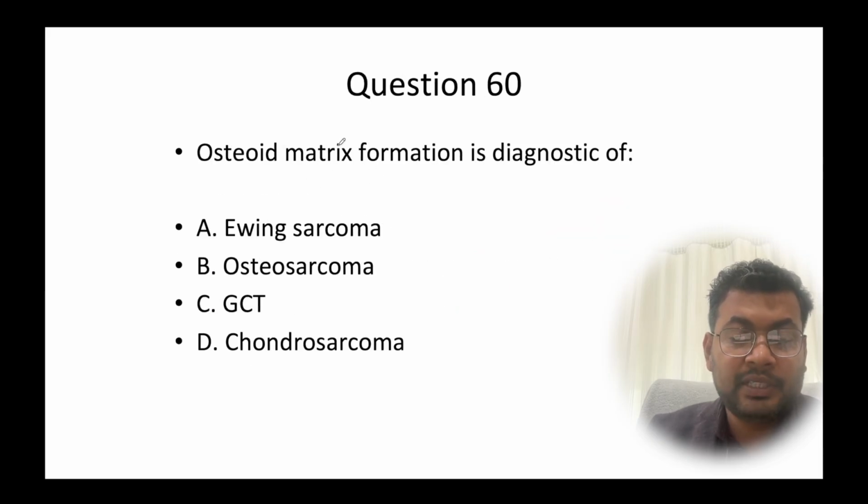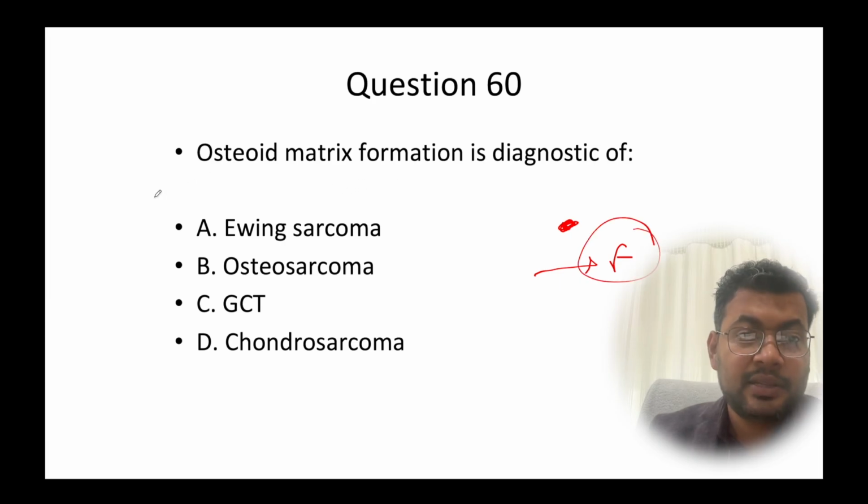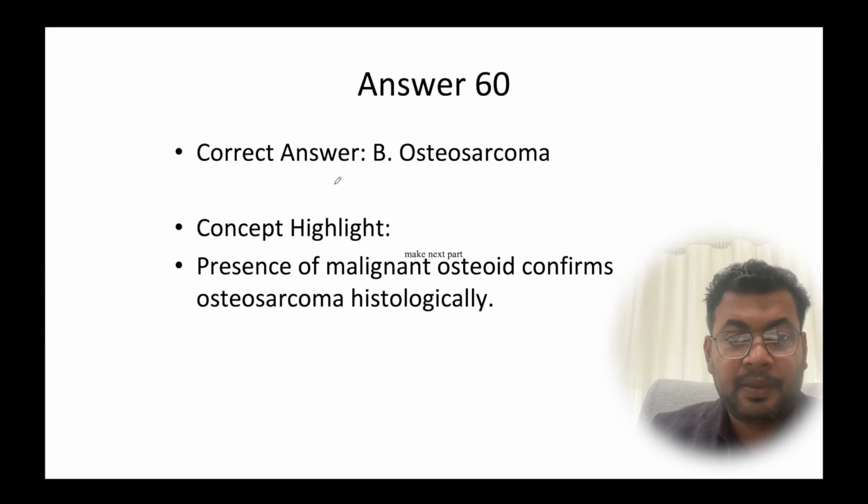Osteoid matrix formation is diagnostic of, means any tumor which is forming osteoid matrix. That means any tumor which is forming bone. So the bone forming tumor is osteosarcoma, because these are primarily from the osteocytes. So they are the bone forming tumor.